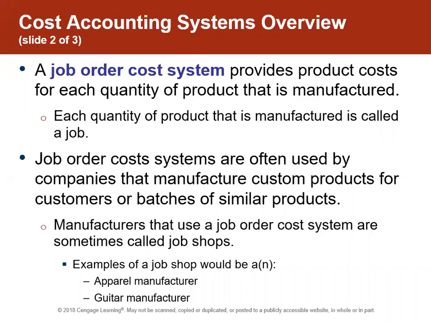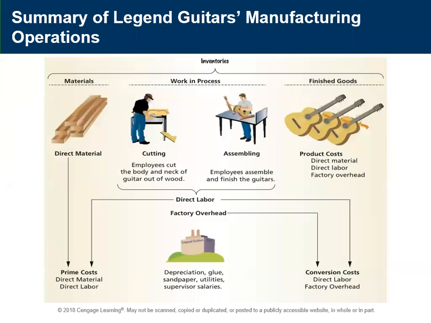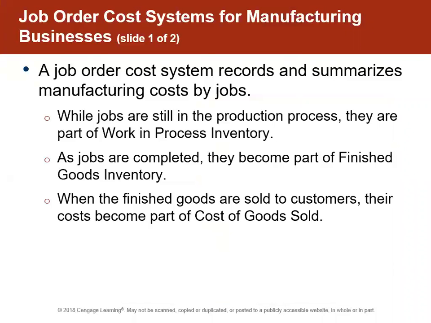And we talked about that. So, for example, for our little guitar company, they're showing us how we have direct materials, and then we have different work in process. Guitars would really be more of a process costing, so we have different work in process. We have cutting and assembly, and then we have finished goods. And then they talk about our overhead and everything, and split it up into prime and conversion costs. So that's just the difference between job and process costing.